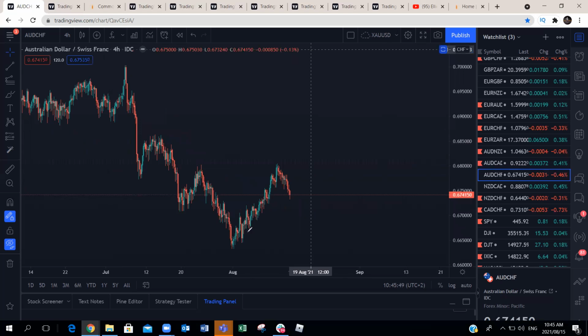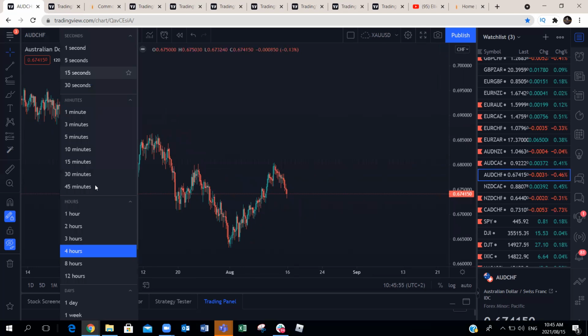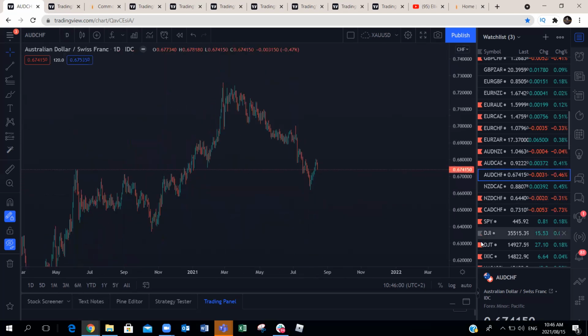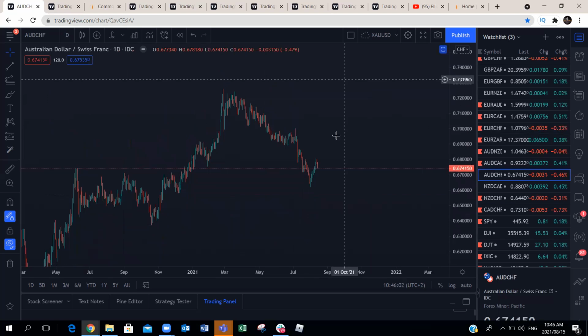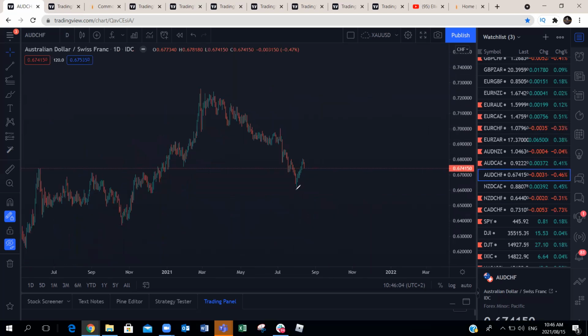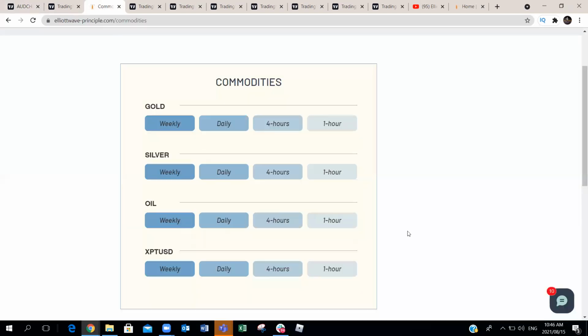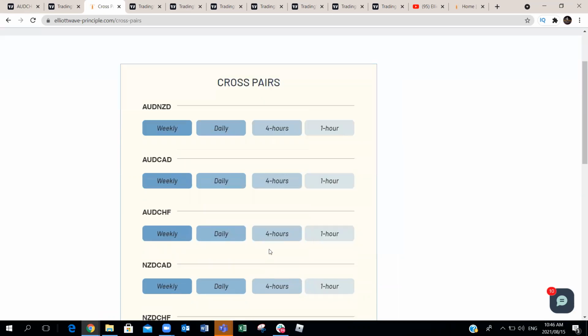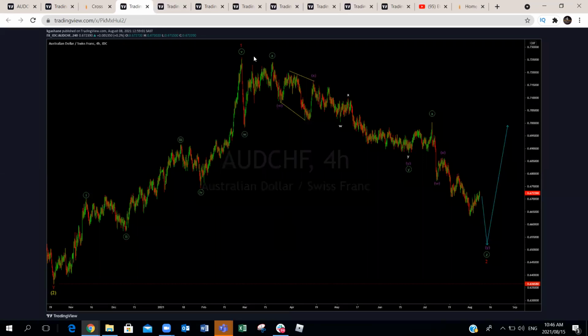Audi Chief. Audi Chief still bearish. Let's look at the bigger structure here on the daily, so you can see why we are selling this. So on the daily, we've got this pullback here. Let's have a look here at the bigger corrective structure and just show you this on the side. Audi Chief, cross pairs, Audi Chief, 4 hour. Right, so that's the structure here on Audi Chief.